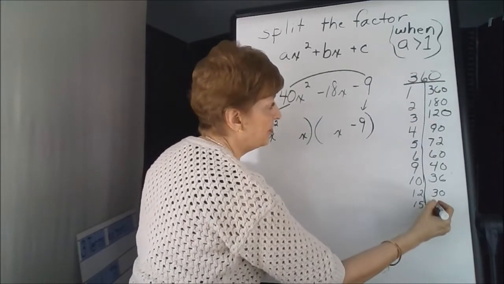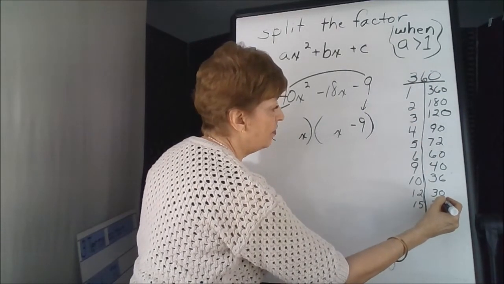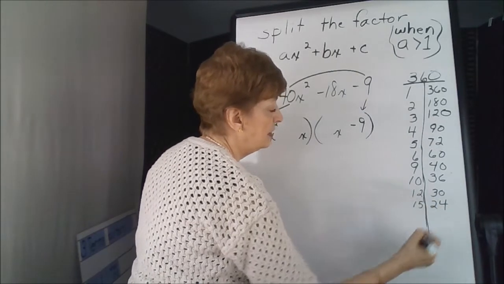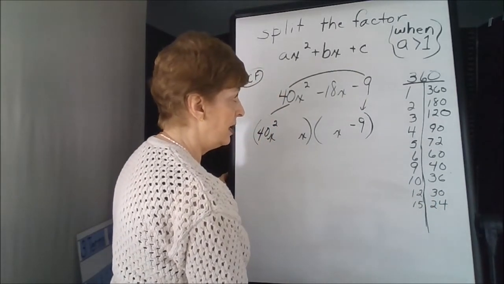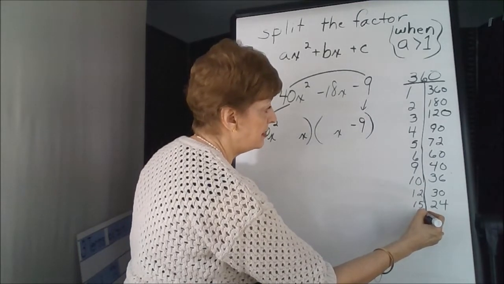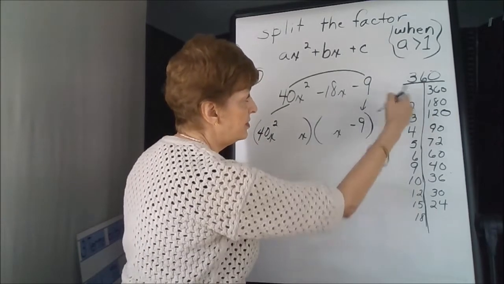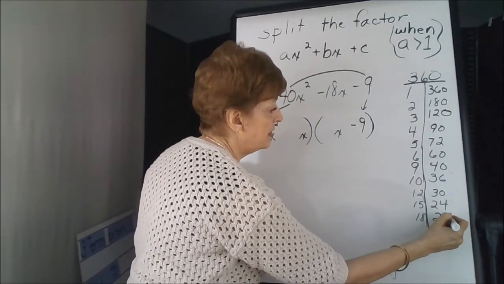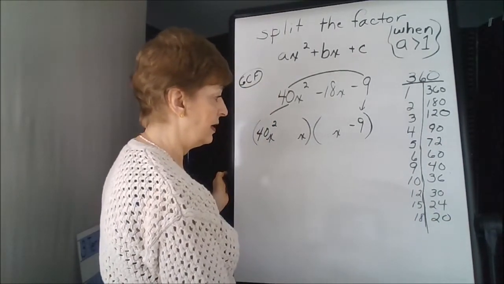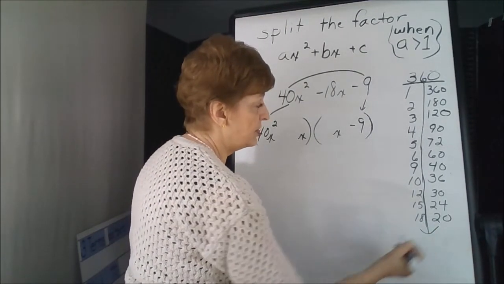15 goes into 36 twice with 6 left over, and that would be 24. 16 doesn't work. 17, 18, I believe 18 works. 18 goes into 36 2 times. That's 20. 19 doesn't work, and here we have overlapped at 20.